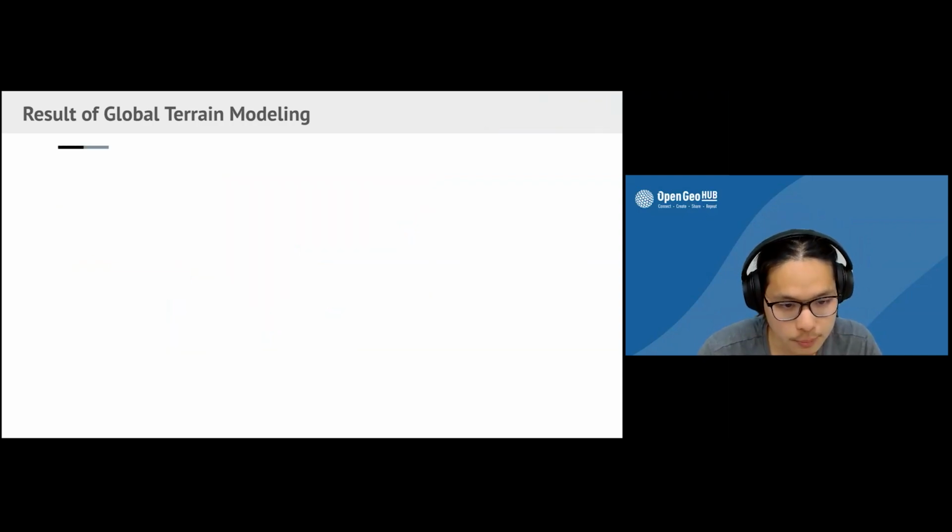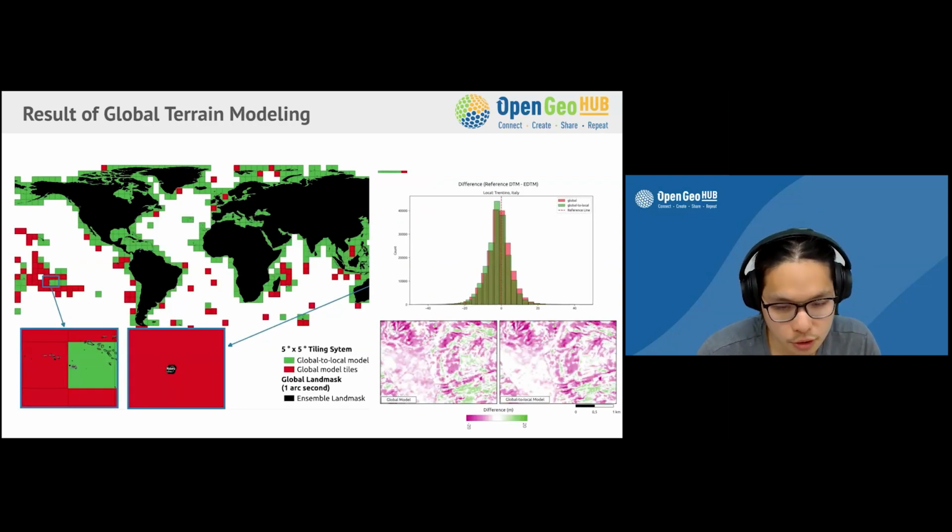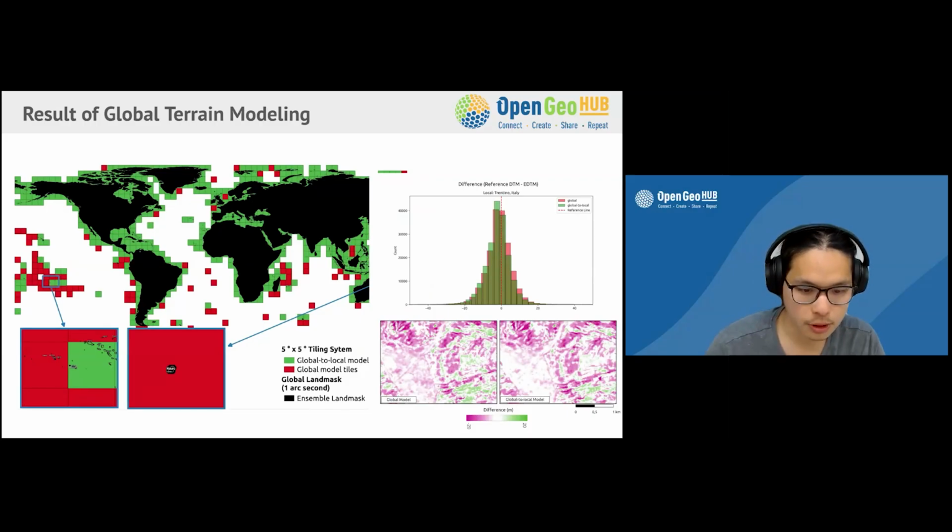Next one, in practice. This is a showcase of how this actually helped improve the local accuracy. This is the graph that we extracted from our data. The left is the global model, and the right is the global-to-local model. We can see that the local context actually helps to improve the local accuracy. Okay, next.